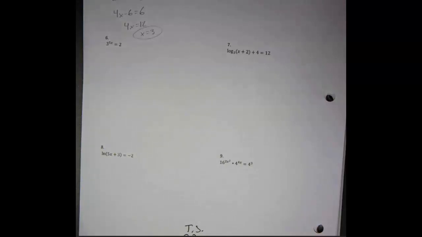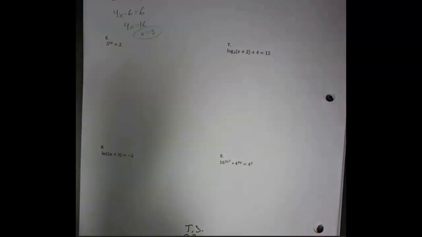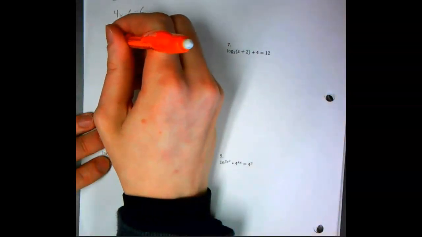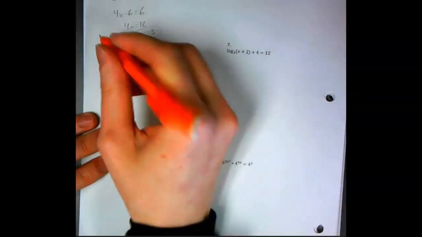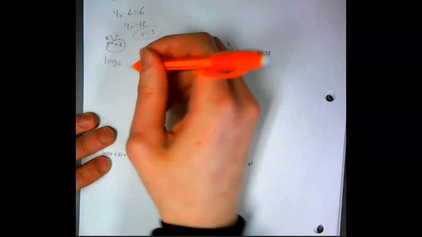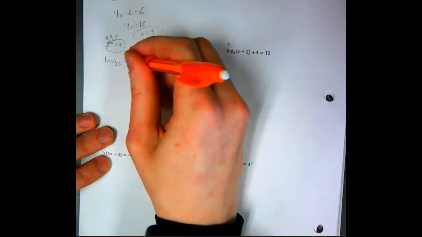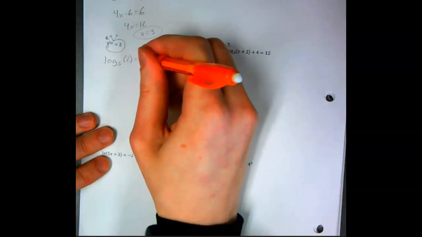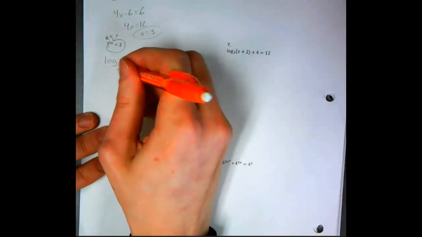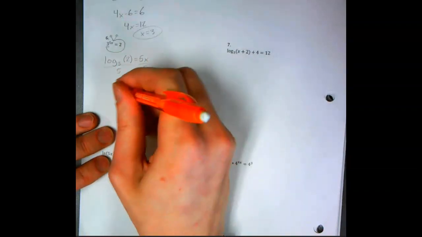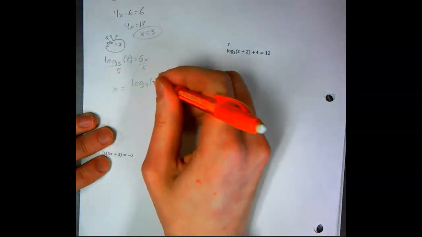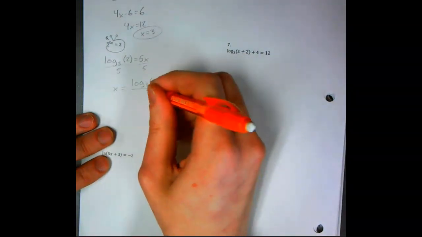Okay, so today we're working on problems 6 through 9. For this first one, we're going to use that log trick. And we'll have log base 3 of 2 equals 5x. When we divide both sides by 5, our answer will be log base 3 of 2 over 5.